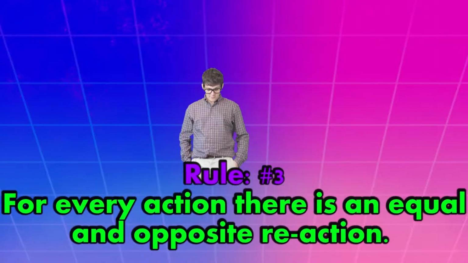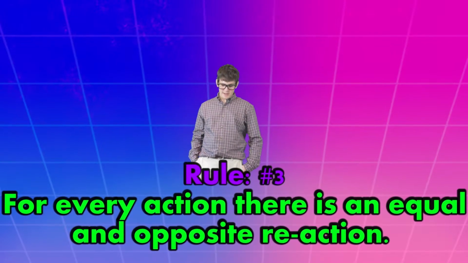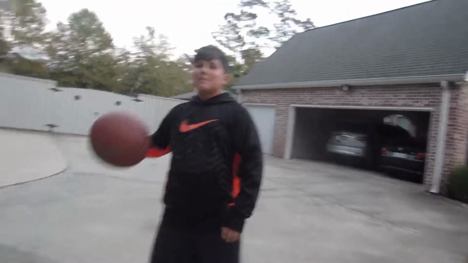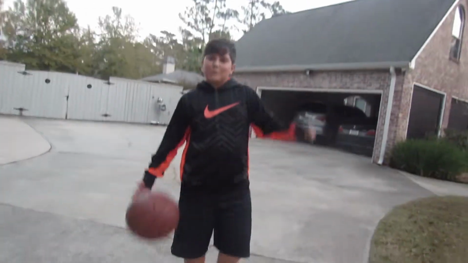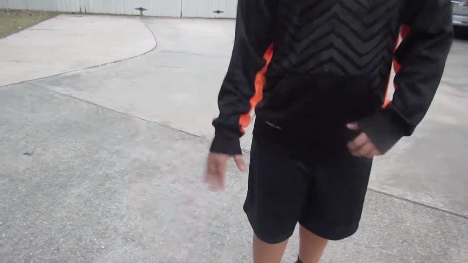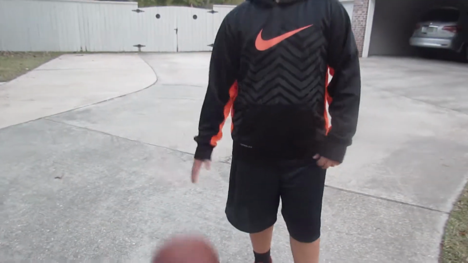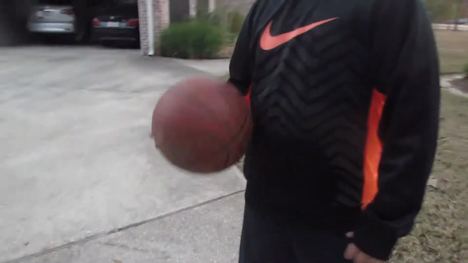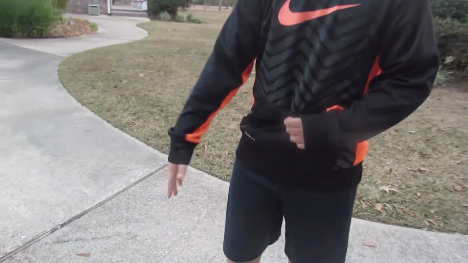Law number 3. For every action, there is an equal and opposite reaction. This right here, that is a very good example of Newton's third law of motion. See this kid right here? He's dribbling the basketball up and down. What's happening is, as he pushes the basketball down, the Earth is pushing back up on the basketball. This has to do with Newton's third law of motion because with every action, there's an equal and opposite reaction.